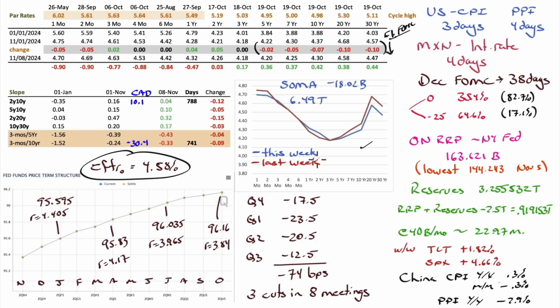You can see it down here. The blue line is this week. The red line is last week. You can see all this down week over week on the long end of the curve. If we look at the 2 to the 10, the slope on the 2 to the 10 flattened by 12 basis points. Now only 4 basis points positively sloped, threatening a second inversion. Even the 3-month to the 10-year flattened 9 basis points, negative 33.